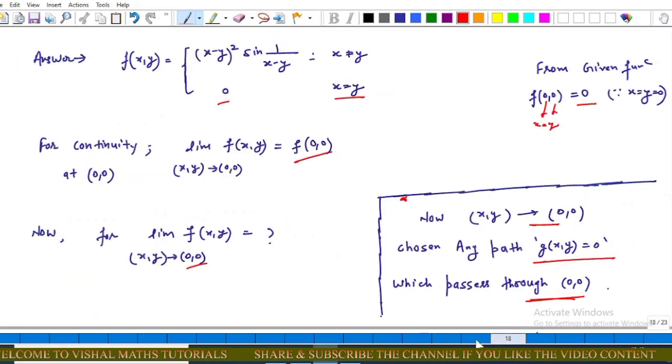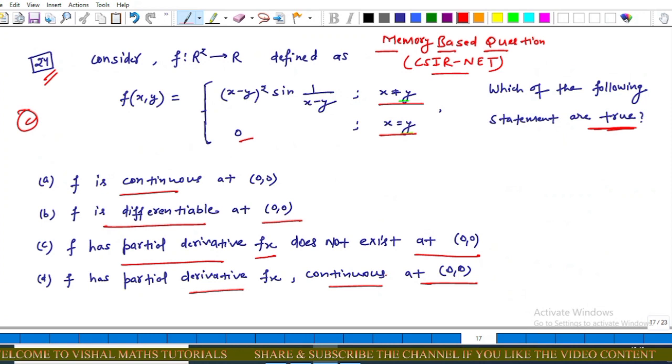Now from the given options, option A is correct, and option B is correct. Option C says f has partial derivative fx that does not exist at (0, 0), but it exists, that is fx(0, 0) = 0. This implies option C is incorrect. Option D says f has a partial derivative fx continuous at (0, 0), but that is not possible. That is, option D is incorrect.